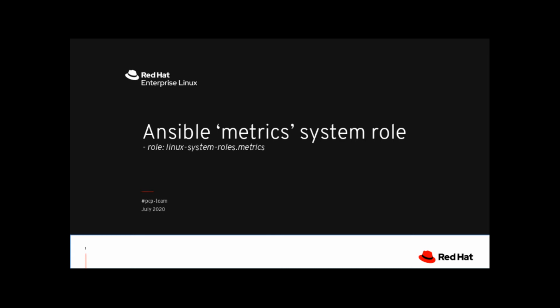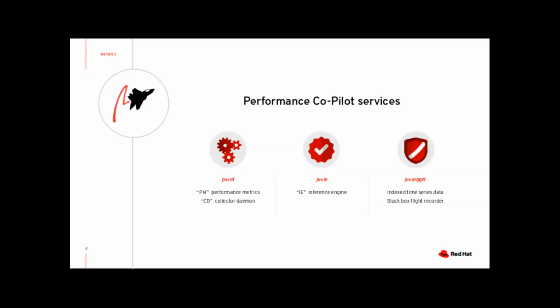Let's look into metrics, an Ansible role that prepares one or more machines for detailed performance analysis. It uses the services of PCP, Redis, and Grafana. The role configures live metric sampling from PMCD, live rule evaluation using PMIE, and recording of performance data to disk using the PMLogger utility.